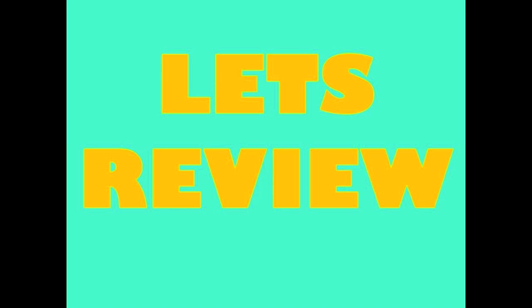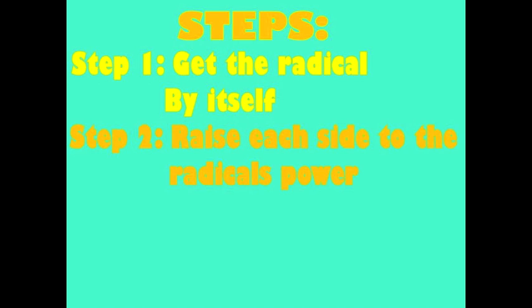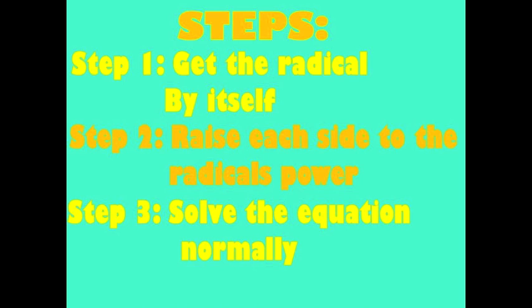Now let's review what we just learned. The first thing you have to do when solving radical expressions is to get the radical by itself. Step 2 is to raise both sides by the radical's power. Step 3, now you can solve the equation as normal. Step 4, the most important step, is to check your answer and make sure it works.